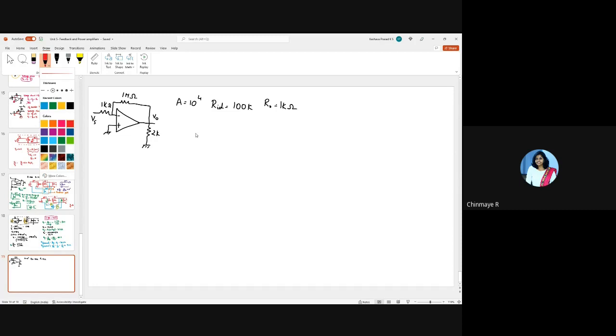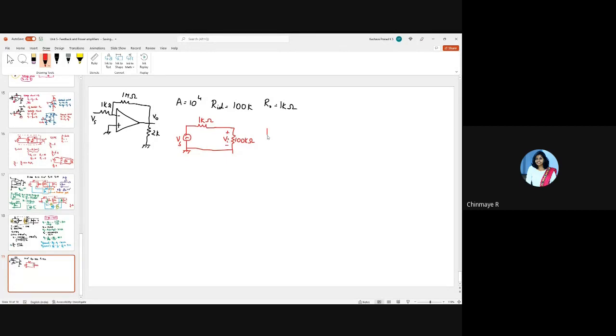So now, first initially you will have Vs. So Vs is connected to 1 kilo ohm here, right? That in turn is connected to the op-amp. So RID here is given as 100K. So whatever voltage is present across this is the one that is getting amplified.